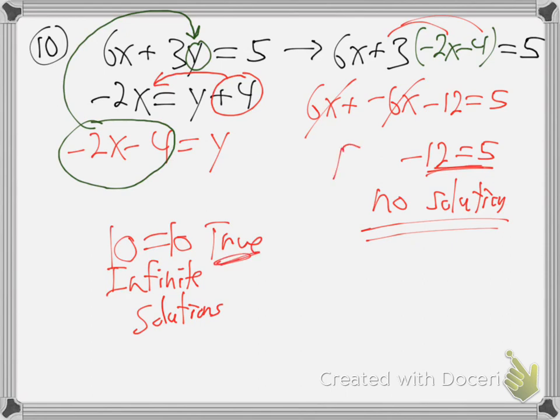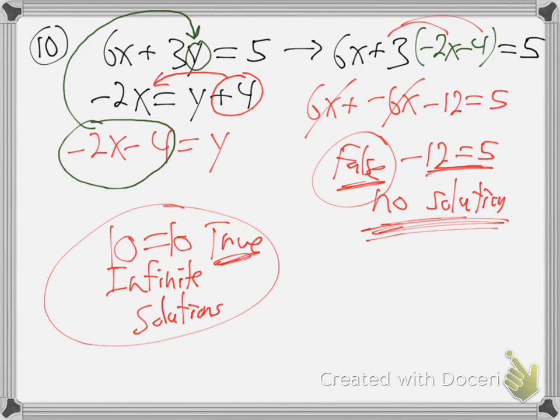So whenever you have truth, you have answers. This one's a false statement. So if all the letters leave and what's left is false, that's no solution. What's left is true, that's infinite solutions. So you could put that on your full sheet of notes for the final exam on Tuesday. Be good to have that for Tuesday's final. Is that making sense?